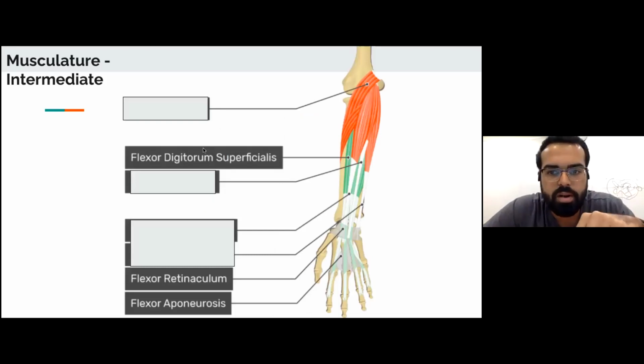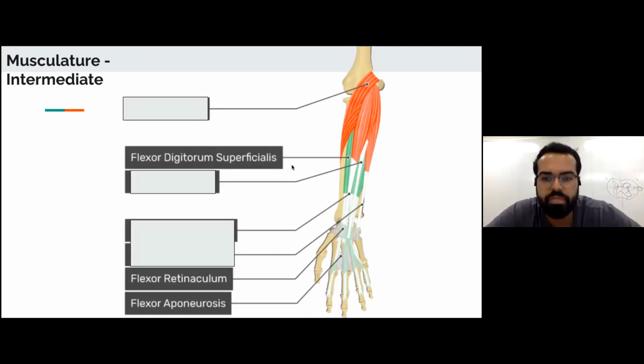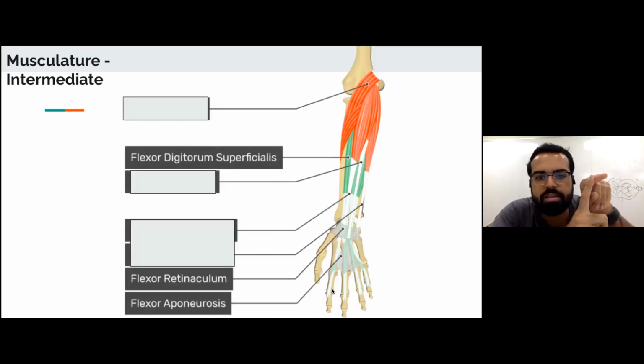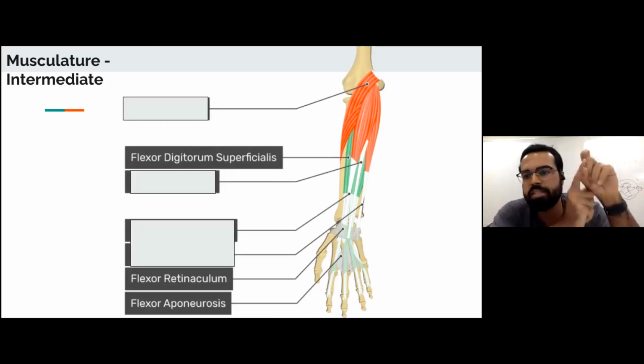So if you go a little deeper, it's the flexor digitorum superficialis, which is in green here. The other I just covered. And this is going to, if there's 3 bones in your finger, it's going to the middle one. It's going to the middle phalanx. So the superficial flexor digitorum is going to flex your finger, but only the middle bone.